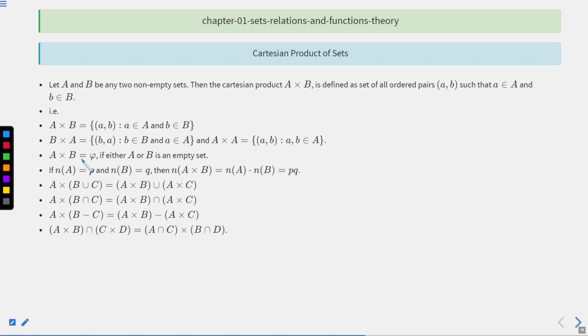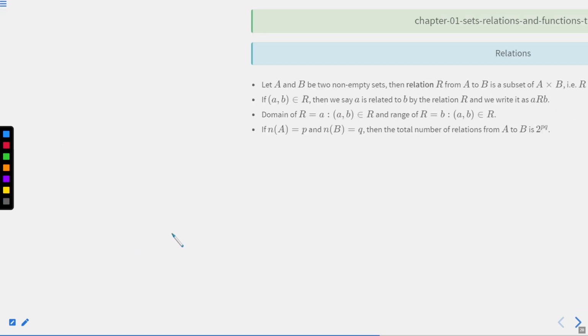Now, A cross B is equal to phi if either A or B is an empty set, right? Clear? Now, if number of A is equal to P and number of B is equal to Q, then number of A cross B is equal to number of A into number of B, which will be equal to P into Q. Now A cross (B union C) is equal to (A cross B) union (A cross C). And A cross (B intersection C) is (A cross B) intersection (A cross C). A cross (B minus C) is equal to (A cross B) minus (A cross C). (A cross B) intersection (C cross D) is equal to (A intersection C) cross (B intersection D).